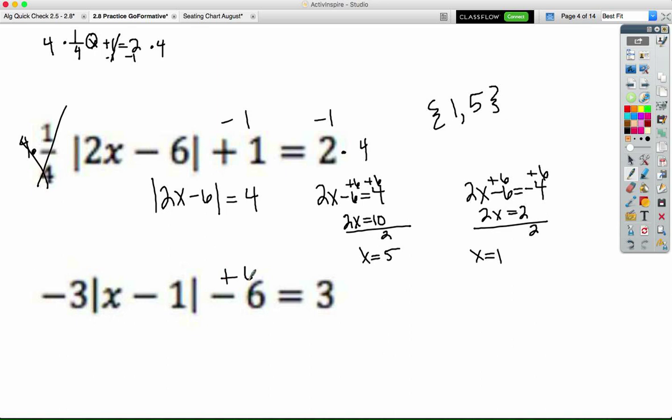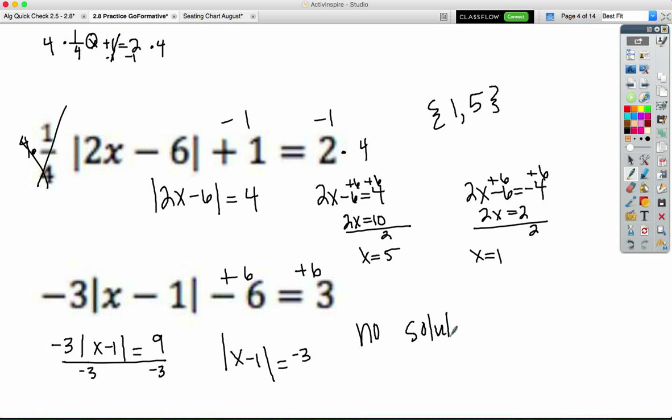I need to add 6 to both sides, so that will leave me with negative 3 still out there, but now it's going to be equal to 9. And now I've got to get rid of the negative 3 being multiplied, so I'm going to divide both sides by negative 3. And when I do that, I'm left with the absolute value of x minus 1 is equal to 9 divided by negative 3, which leaves us with negative 3. Now the absolute value expression is alone, we can judge what to do next. It is equal to a negative number, so it will be no solution because that is impossible.